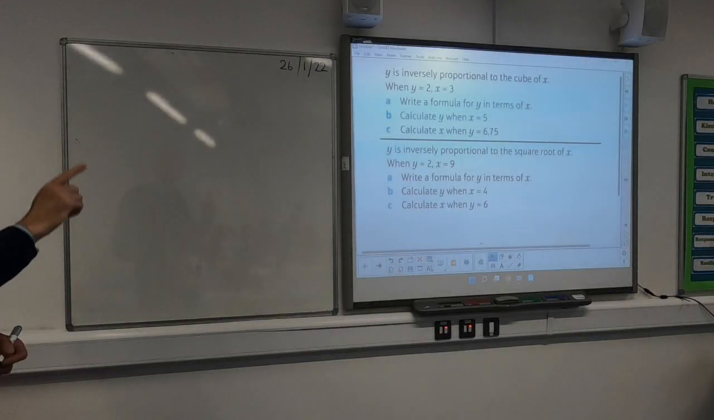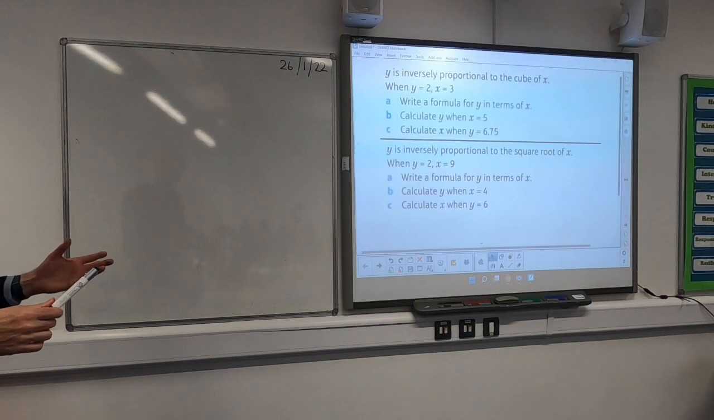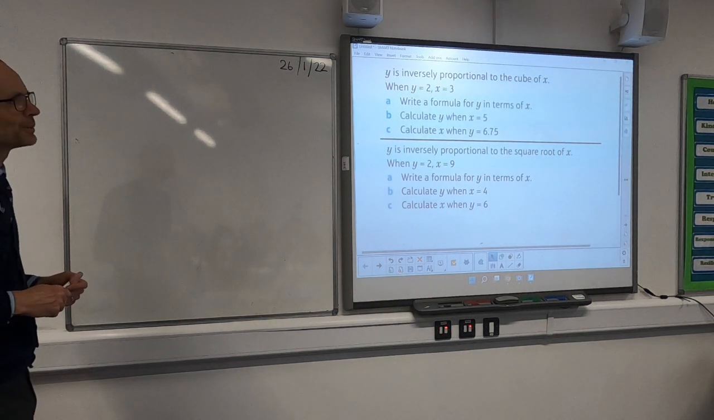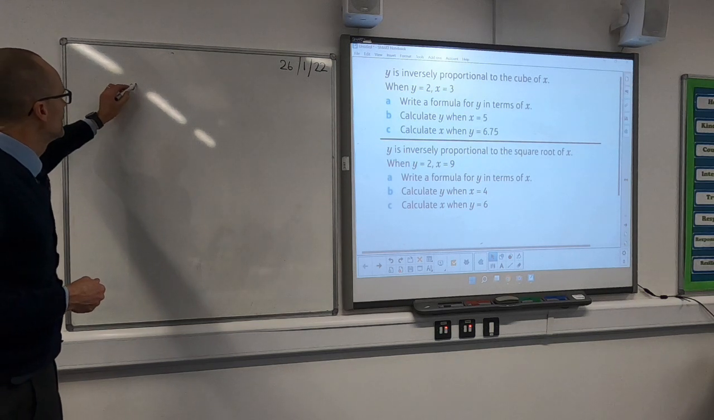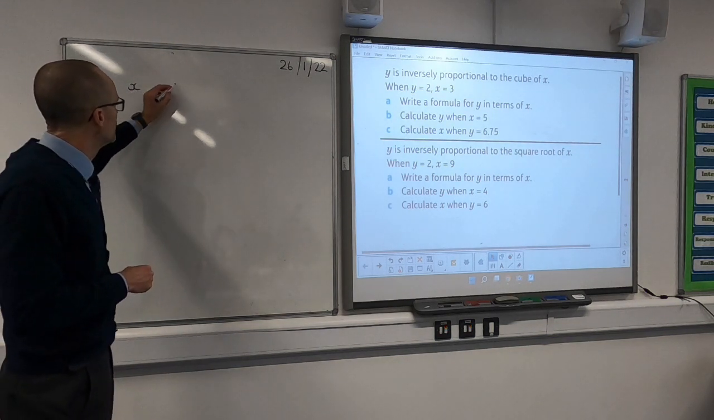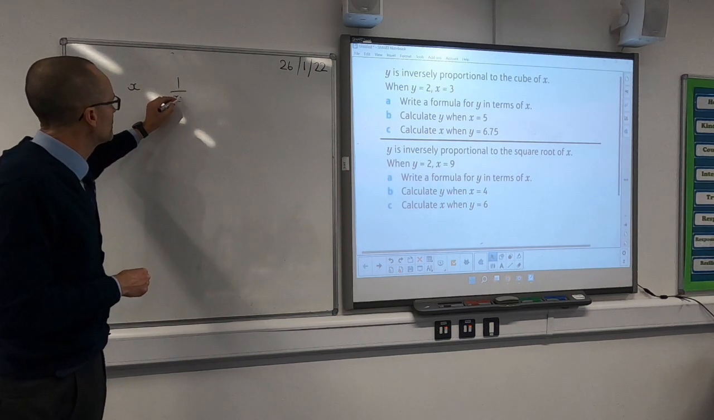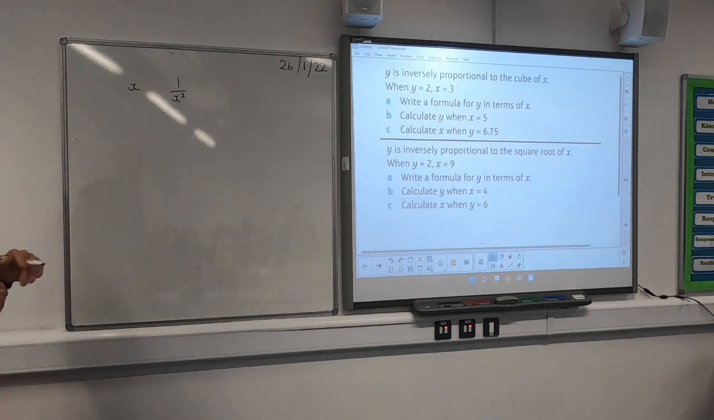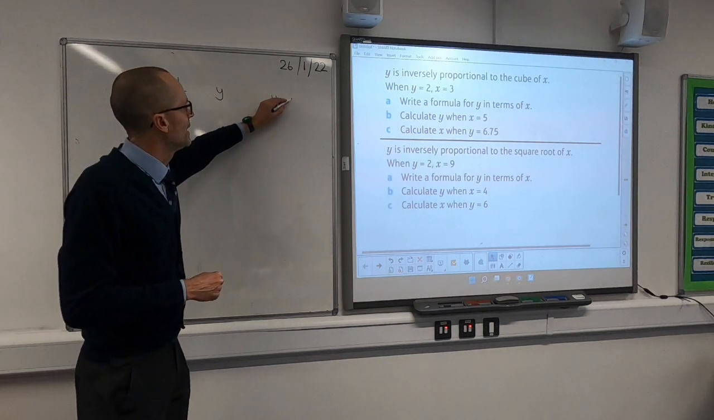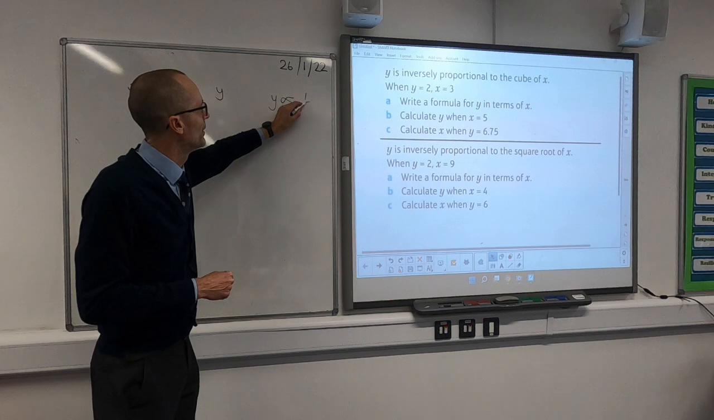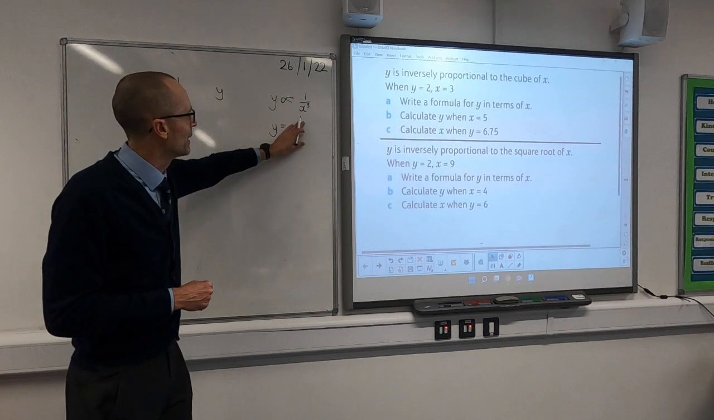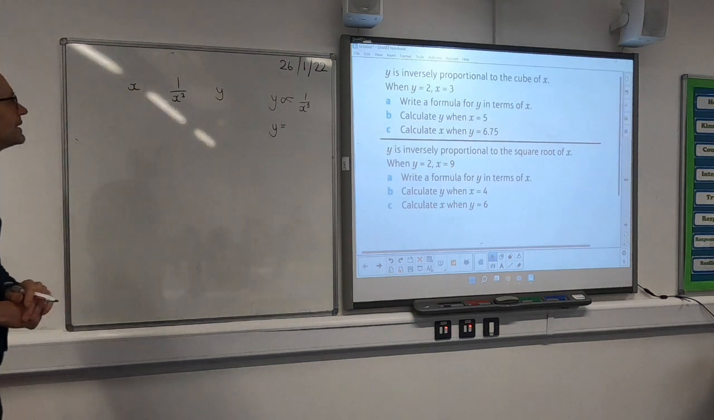So with this first example, we haven't met this before, but I'm hoping you can use what you know about the ones we've already done. So we've got y is inversely proportional to the cube of x. So that's what our next column would look like, with y coming at the end. And y is proportional to 1 over x cubed. That's our proportionality statement. So in a minute we're going to write that as a formula.